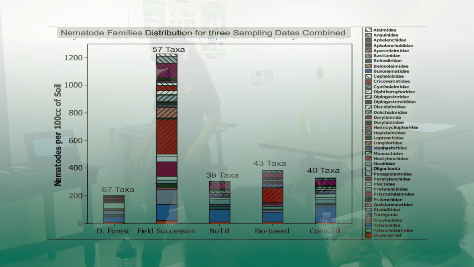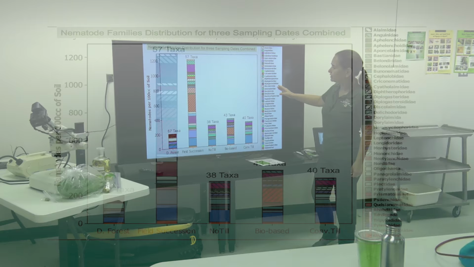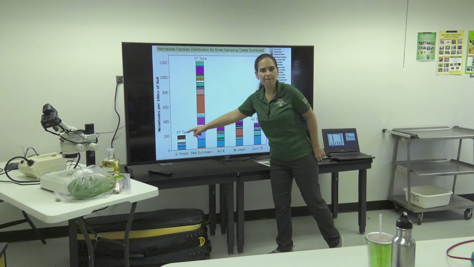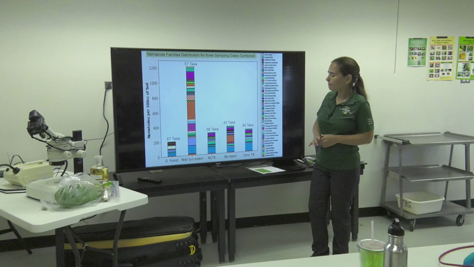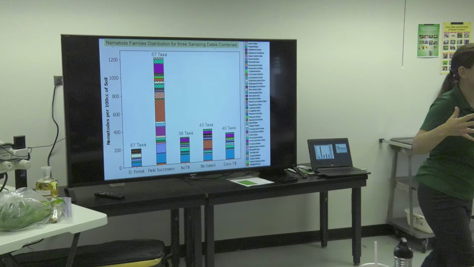If you look here, these are the different types of nematodes. This is just by family. If I put it here by species, the list would go all the way to the sky. So if you notice by family, the deciduous forest had 67 different families in an average cup of soil, but the number of nematodes per cup of soil is not very high. Not a lot of abundance, but a lot of diversity.